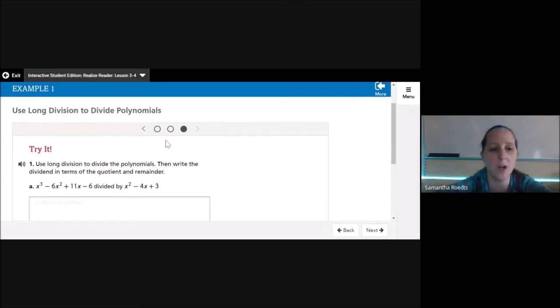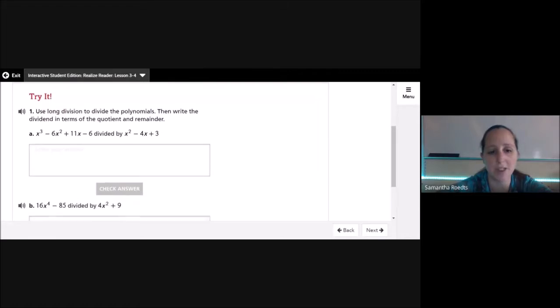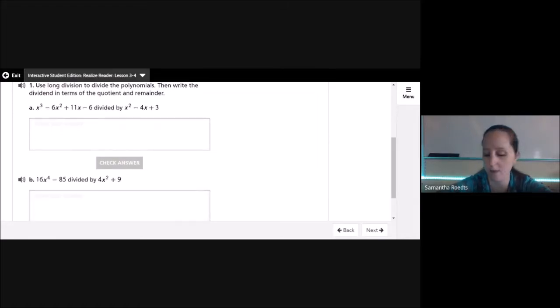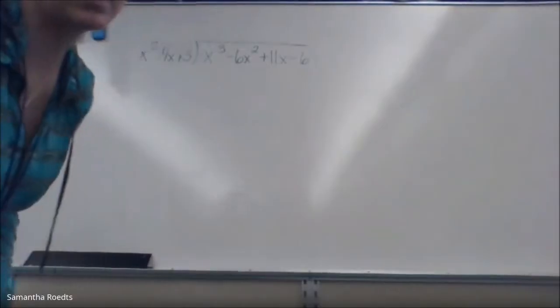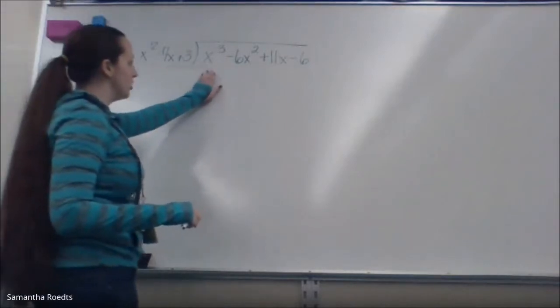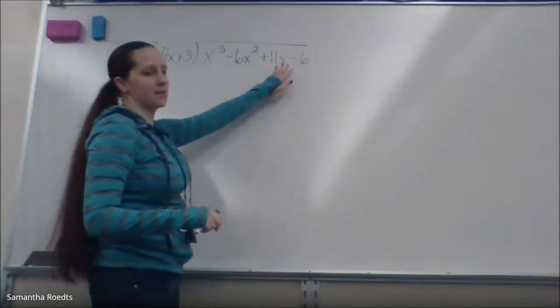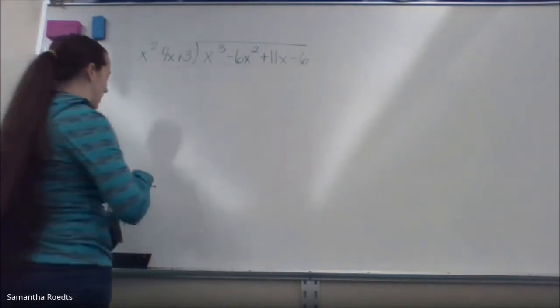All right, so now they want us to try it out. Use long division to divide the polynomials, then write the dividend in terms of the quotient and the remainder. Okay. So I have x cubed minus 6x squared plus 11x minus 6 divided by x squared minus 4x plus 3. All right, so when I'm dividing, I have x cubed minus 6x squared plus 11x minus 6, and I'm dividing by x squared minus 4x plus 3.